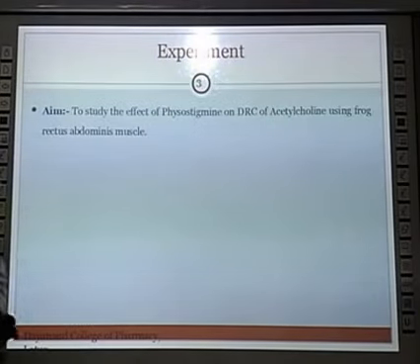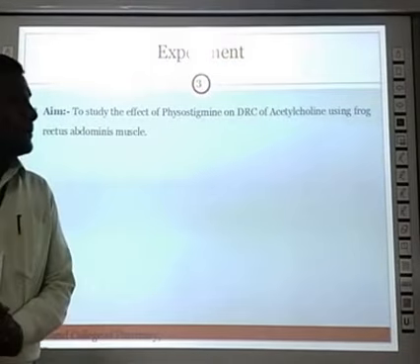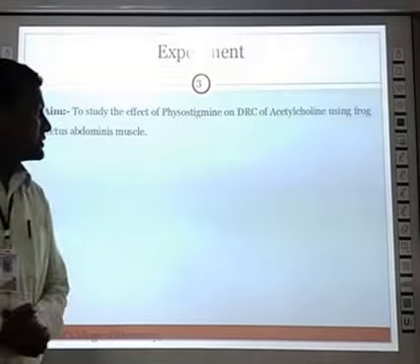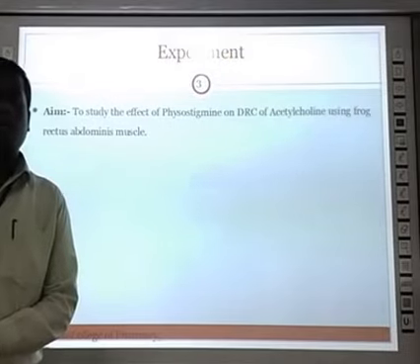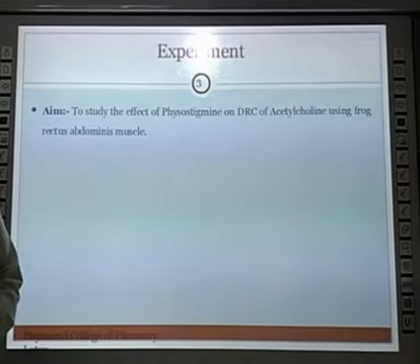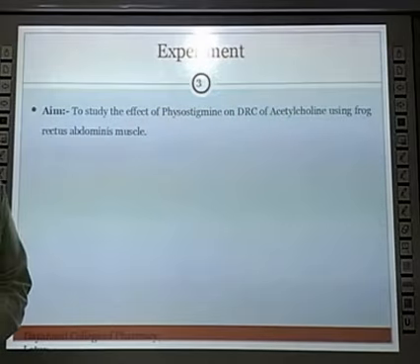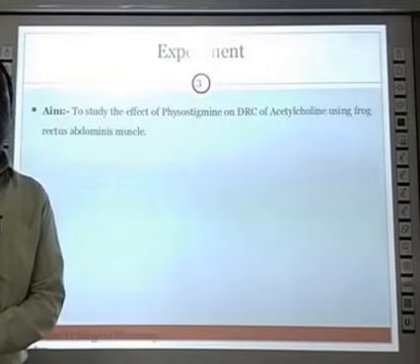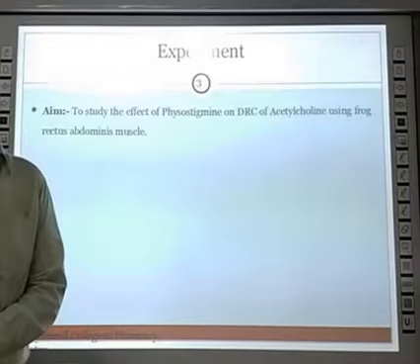So next, that is the aim. The aim of today's practical, as we have discussed, is to study the effect of physostigmine on the DRC of acetylcholine using frog rectus abdominis muscle.